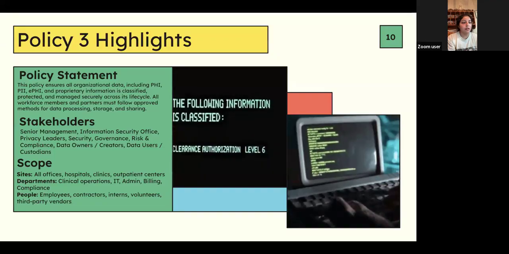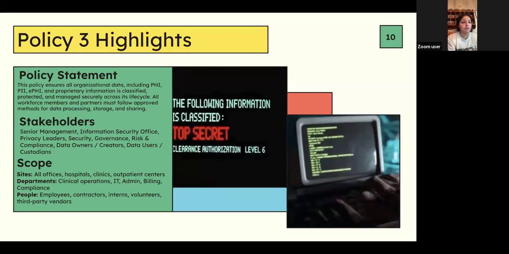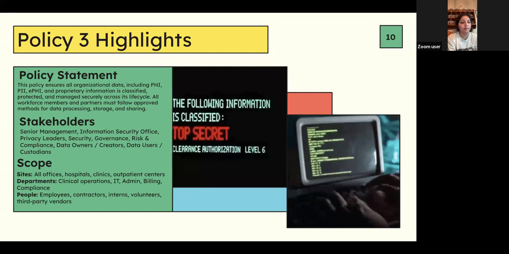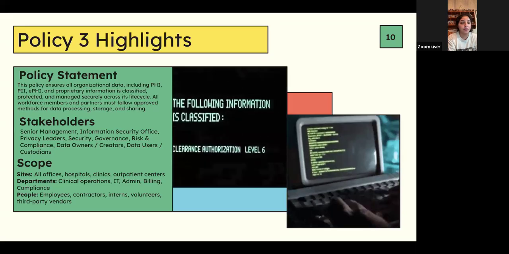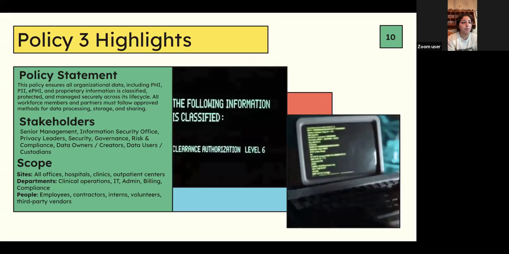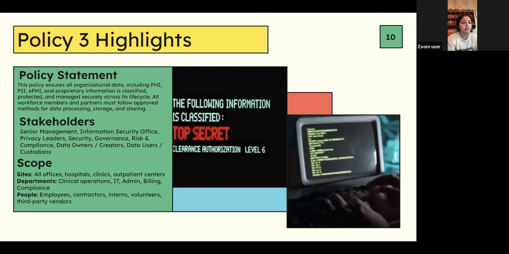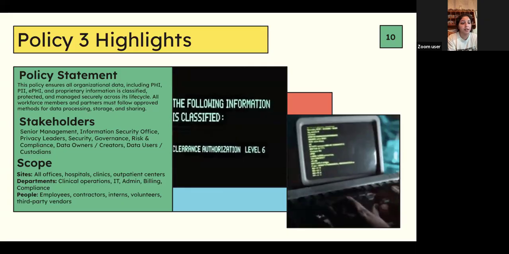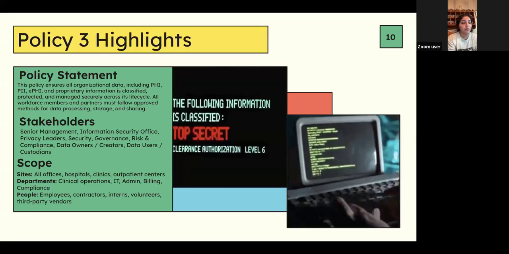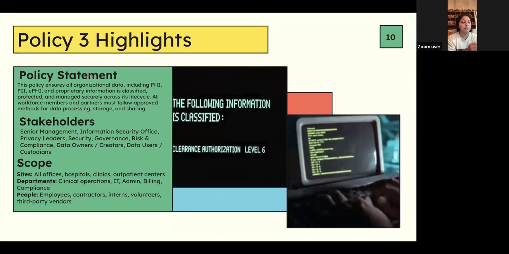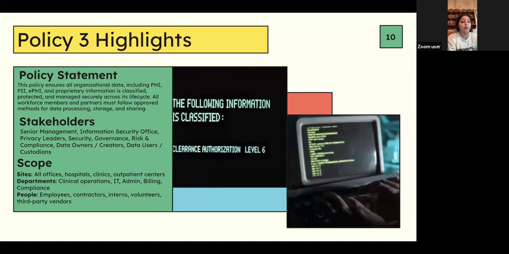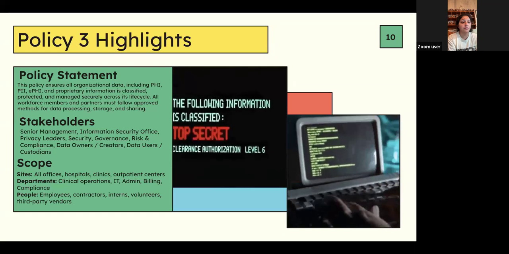We covered our stakeholders, which were senior management, information security office, privacy leaders, security governance, risk, and compliance, data owners, creators, data users, and custodians. The scope of policy 3: the sites were all offices, hospitals, clinics, outpatient centers, whereas departments were clinical operations, IT admin, billing, and compliance. The people were employees, contractors, interns, volunteers, and third-party vendors.